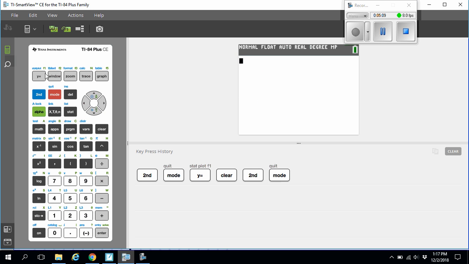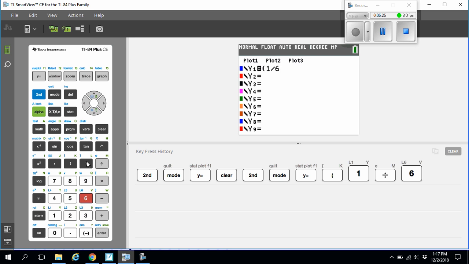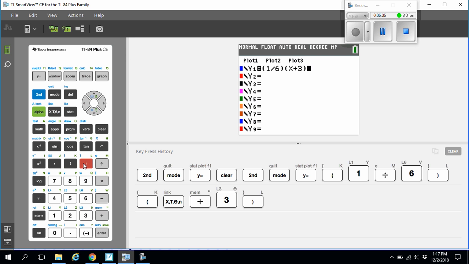And remember to do that, we are going to go to the y equals button. So we press y equals, and then in y1, we're going to put in our function. So we have 1/6. Because this is a fraction, I'm going to do parentheses 1 divided by 6. Now our next step is we're going to put x plus 3. So I do another parentheses, then I put x, then a plus 3 in the parentheses.